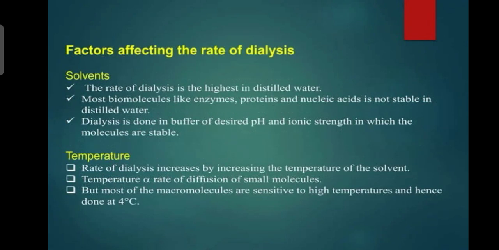Factors affecting the rate of dialysis. Solvent. The rate of dialysis is highest in distilled water, but most biomolecules like enzymes, proteins, and nucleic acids are not stable in distilled water. Dialysis is done in a buffer of desired pH and ionic strength in which the molecules are stable.